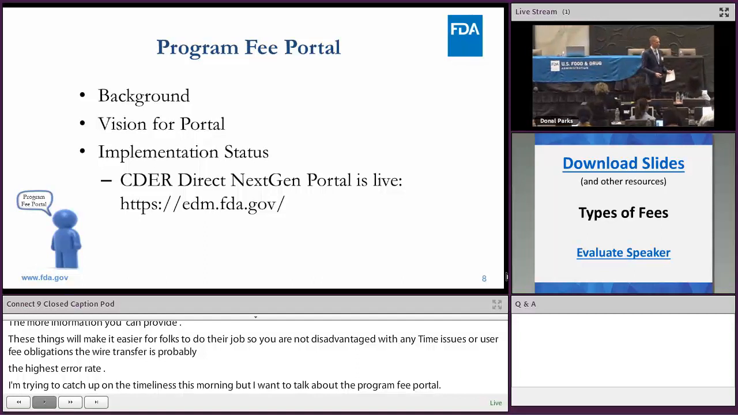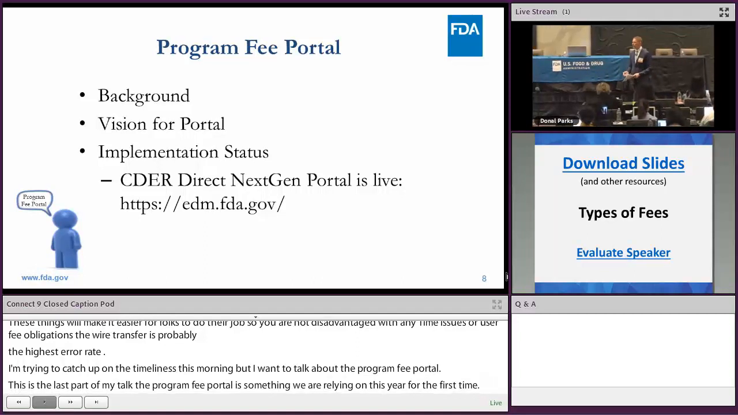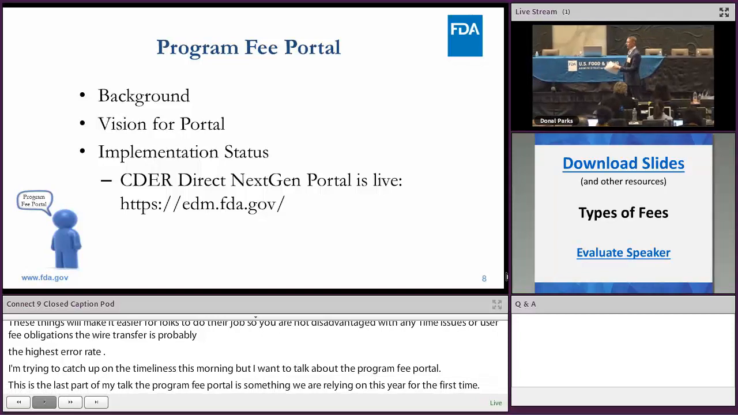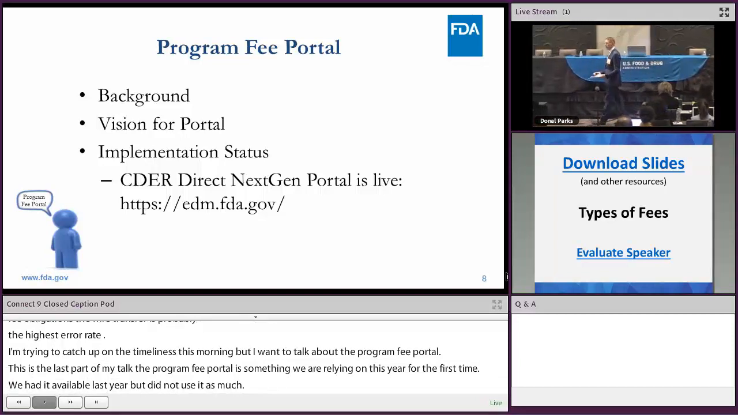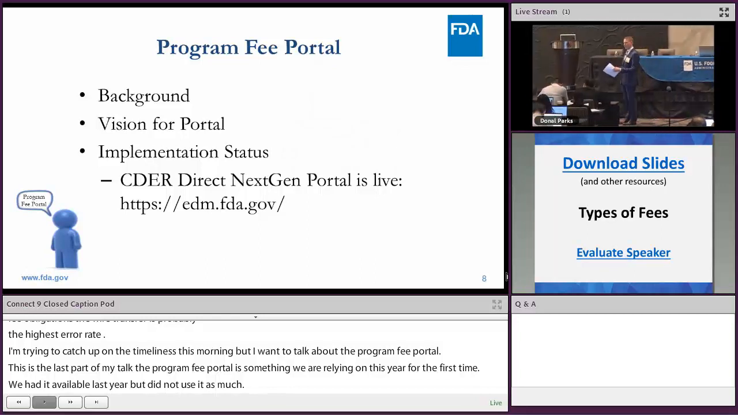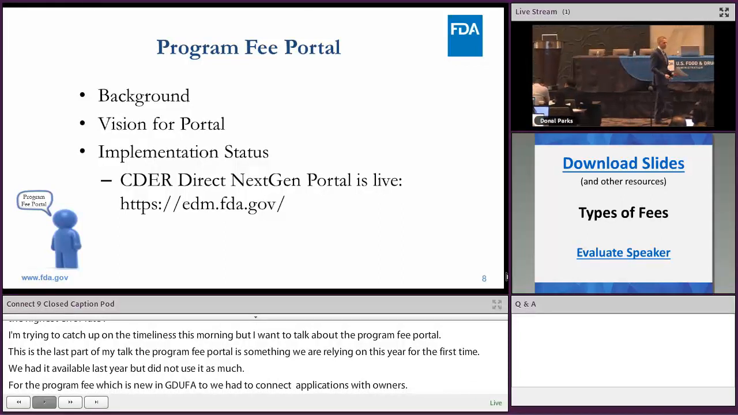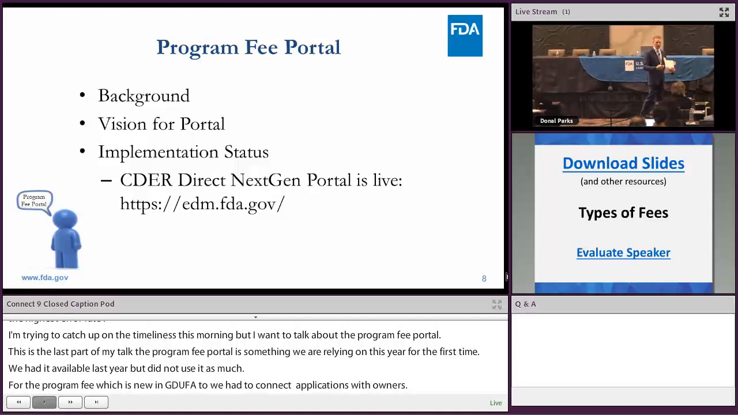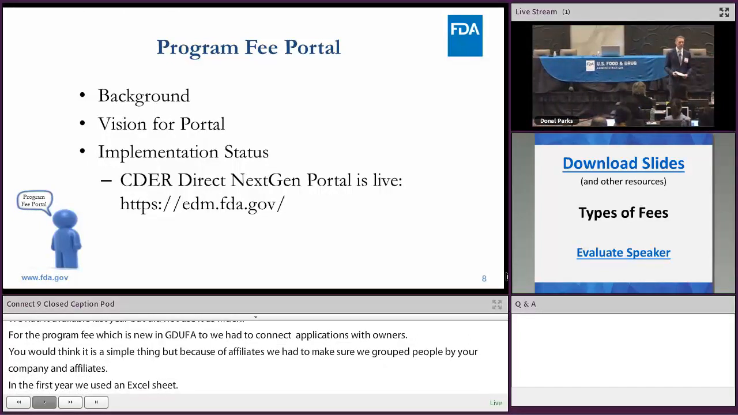In the past, let me take one step back. For the program fee, which is new in GDUFA 2, we had to connect applications with owners. And you'd think that's a simple thing, and in many ways it is. But because of affiliates and all that sort of thing, we had to make sure we grouped people by your company and your affiliates. And so in the first year of GDUFA 2, we used an Excel sheet. Many of you may have been involved in pulling that off our website and matching it against your records and reporting differences where we hadn't captured something correctly or whatever.